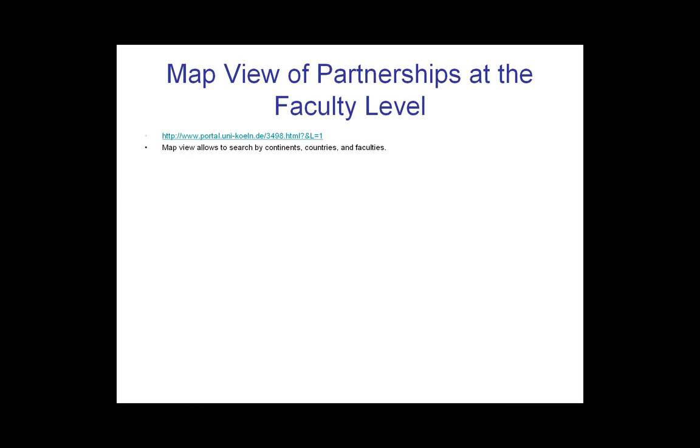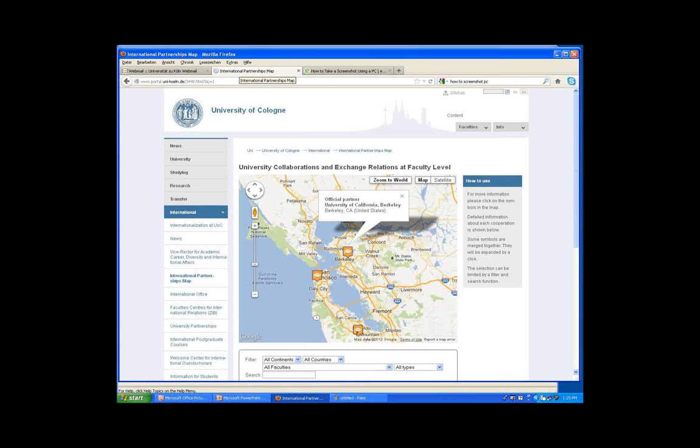There's a wonderful tool on our website that allows you to search these university collaborations, and this example shows how Berkeley has been a long-time official partner of Cologne, particularly the law school in Berkeley. And in the menu down here, you can check these drop-down boxes, and you would enter United States or Canada and then search by the faculty you're most interested in.